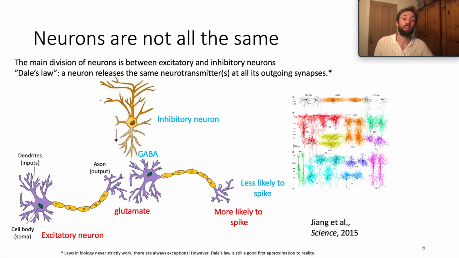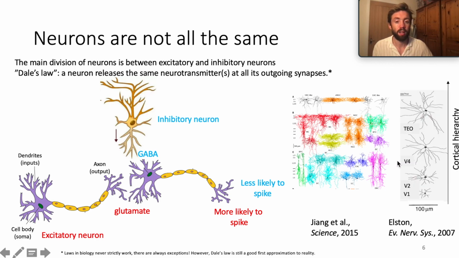Within these categories of excitatory and inhibitory cells, there are actually many different subtypes. So here we see a beautiful illustration of the many different types of inhibitory neuron in a single area of the mouse brain. You can see different colors, the different cell types, and you see many different patterns of dendrites and axons. We can also see that if we look across brain areas, there are big differences in the excitatory cells. Here we can see an increase in the size of the dendrites as you go up the cortical hierarchy from V1, which is the first visual area, up to TEO, which is quite a high area involved in object processing.